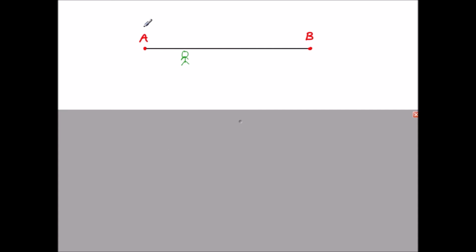The distance travelled now would be from here to where the person stopped, and then the person changed direction and came back to this point. So it would be the length of this line and this line. But the displacement would be from here to here, the length of this line.